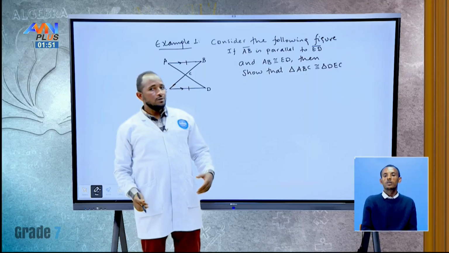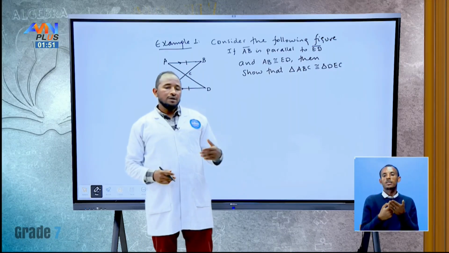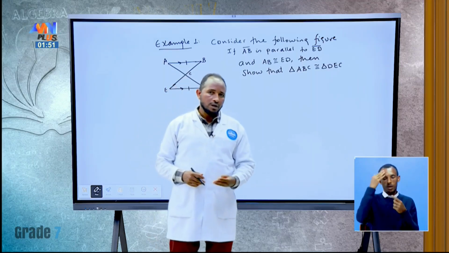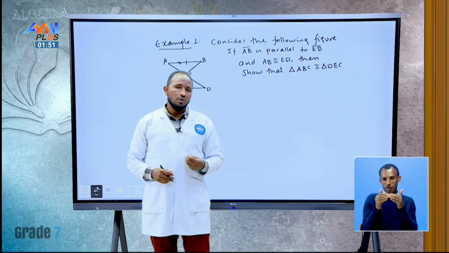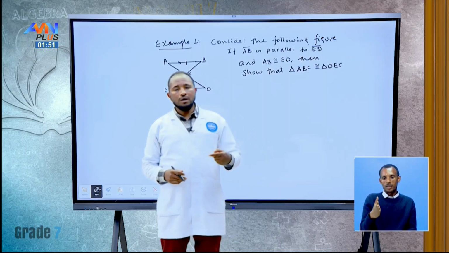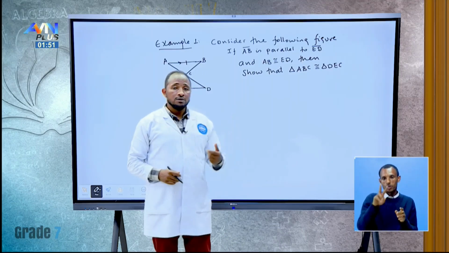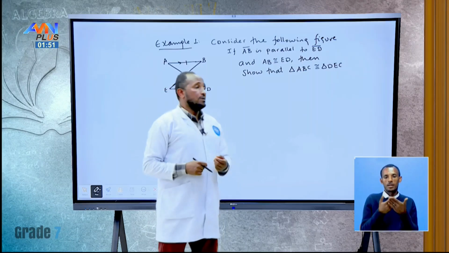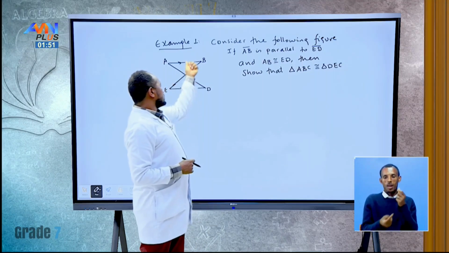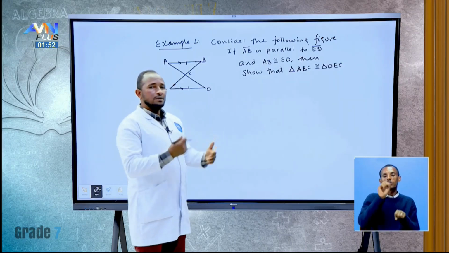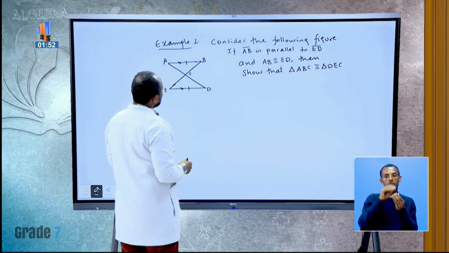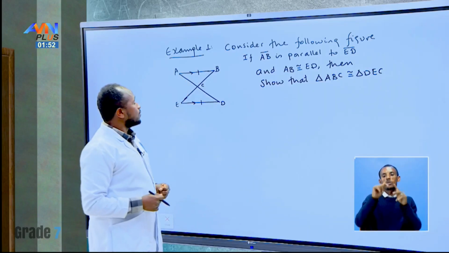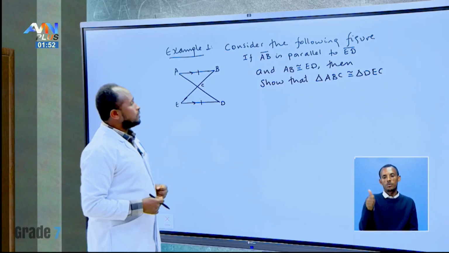To test whether two triangles are congruent or not, at least we have to know three things. Either the three sides, or two sides and the included angle, or two angles and the included side. Here we have only these sides, so we need additional information to judge whether these two triangles are congruent or not.